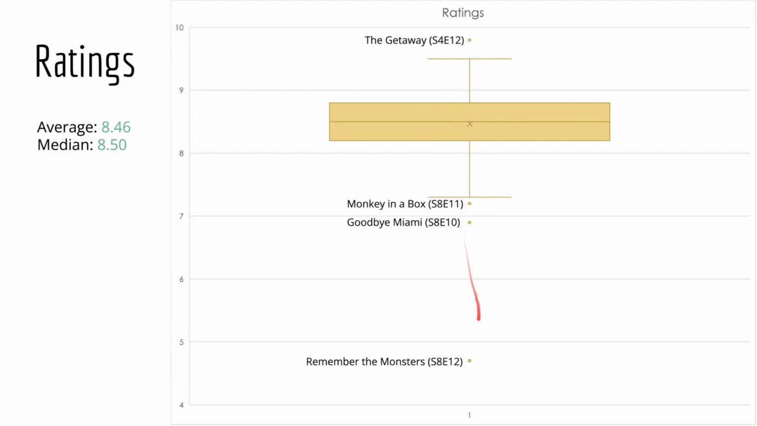And there are also 3 low outliers. So there's the last 2 episodes of season 8, Monkey in a Box at 7.2, Goodbye Miami at 6.9, and Remember the Monsters all the way down at 4.7.